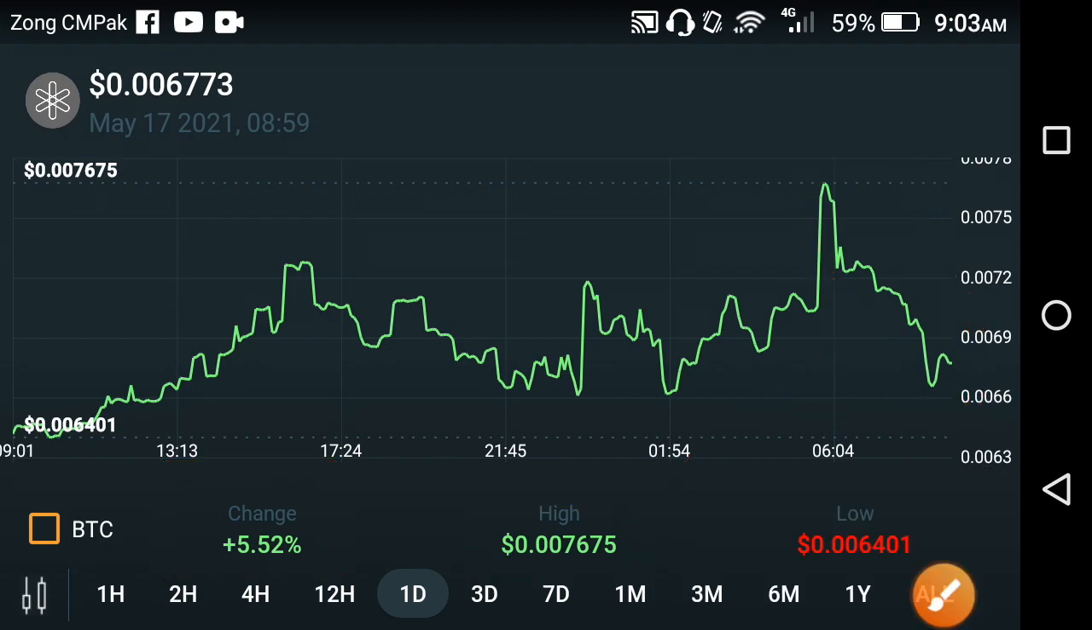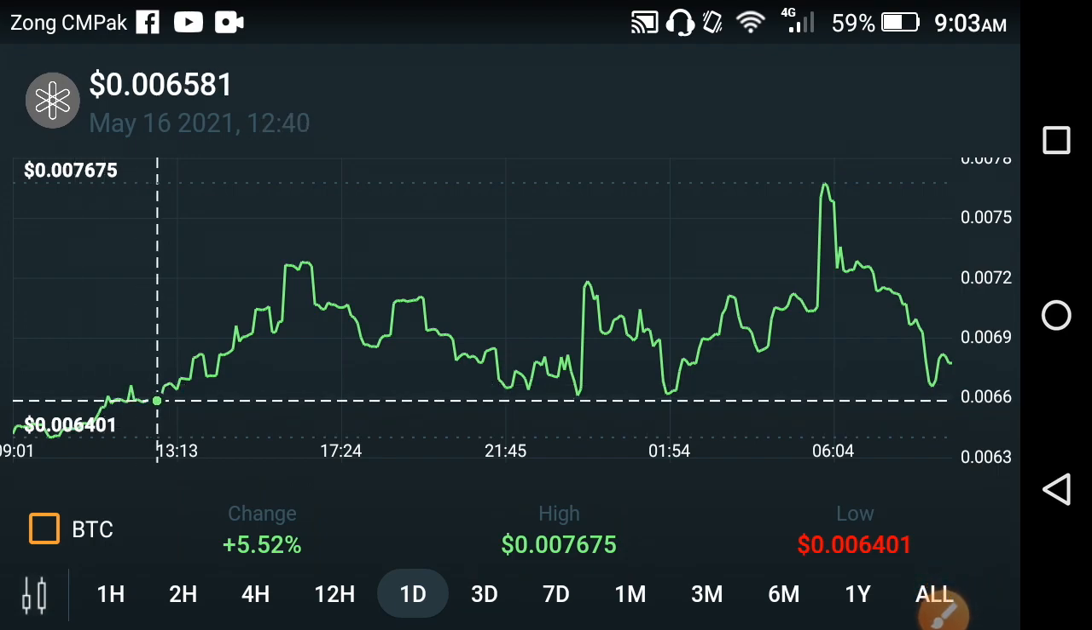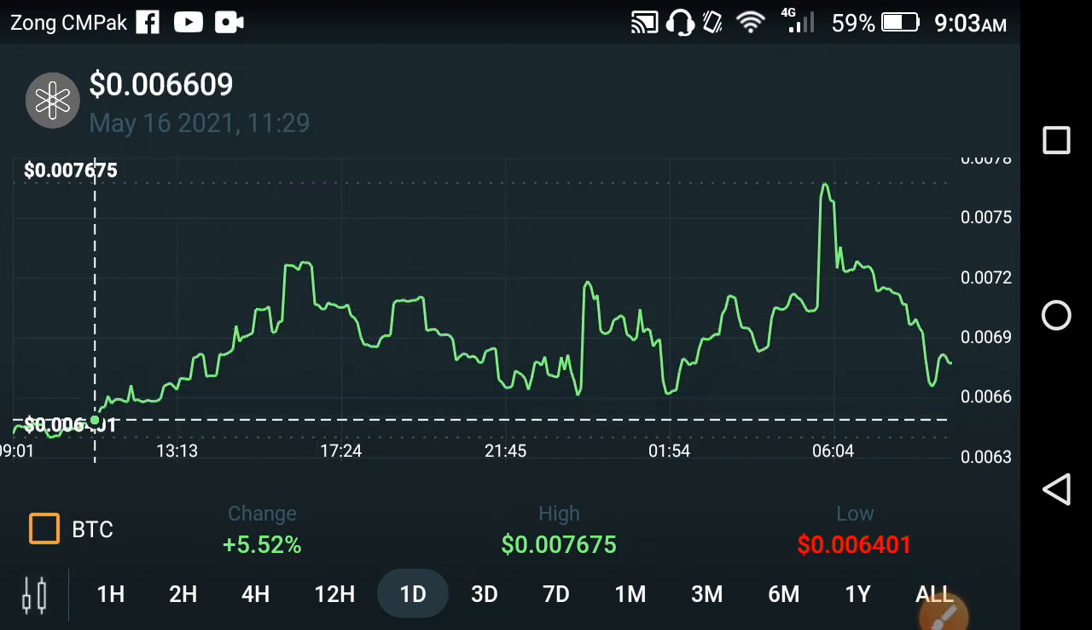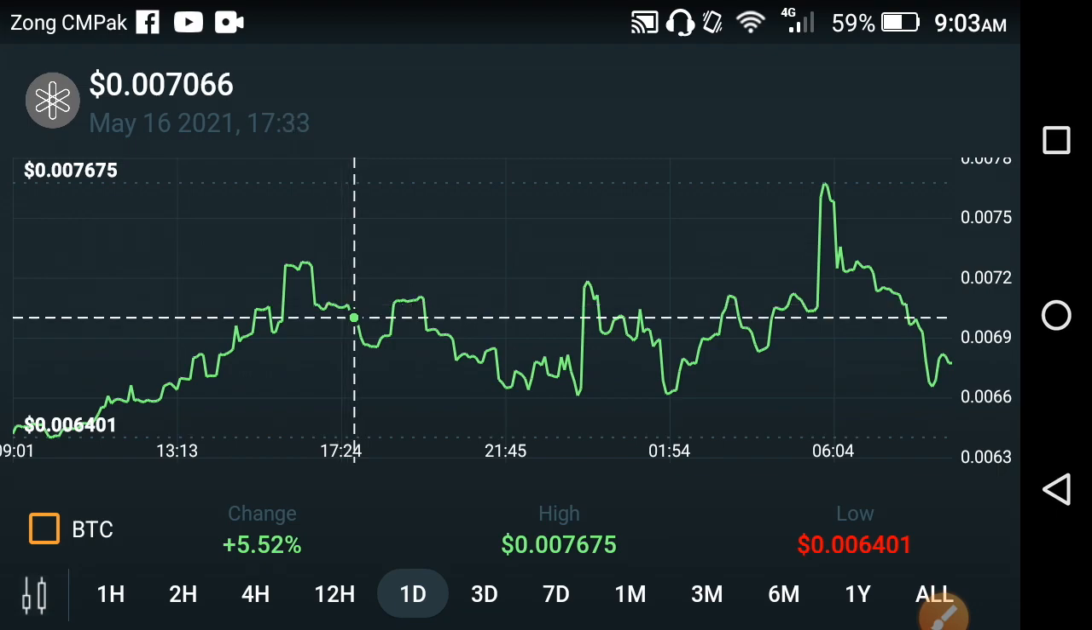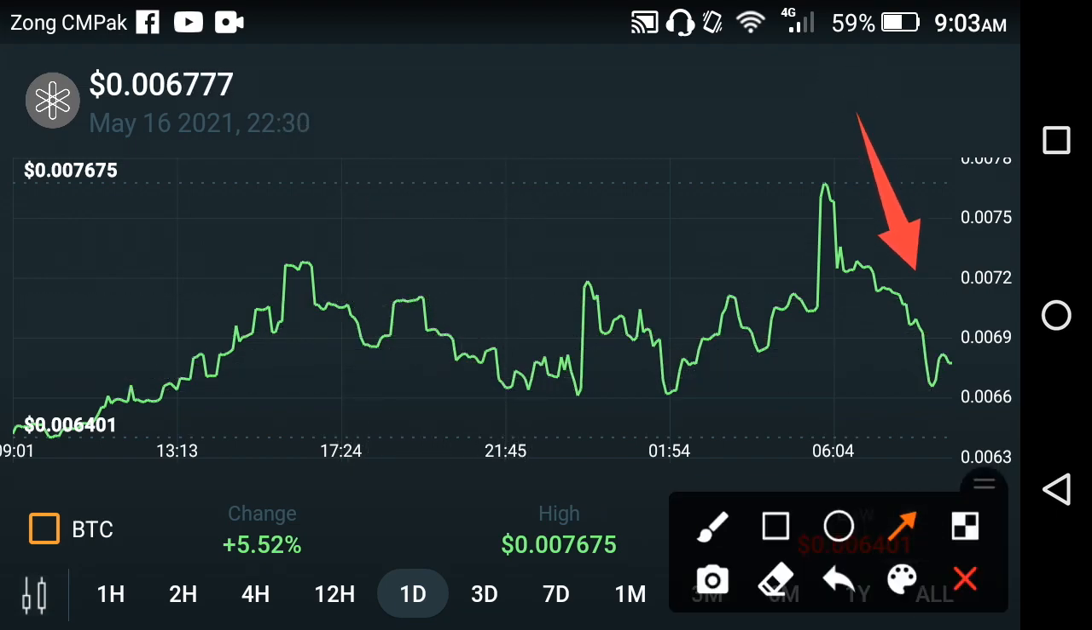So let's see, my friends, the price chart of the Dent coin, what's gone wrong. As you can see here, at the start of today and the start of yesterday it started jumping, but unfortunately in the last 24 hours it fell down, friends. So my prediction is that after some time they again start jumping, friends. So you have to hold it this time.